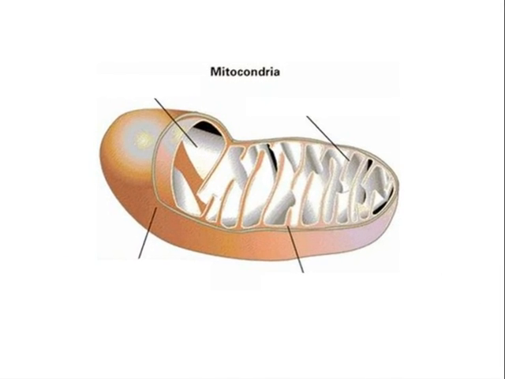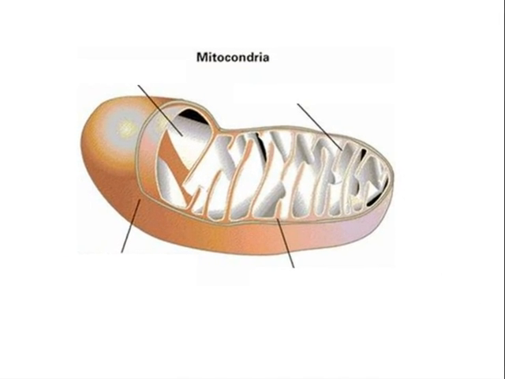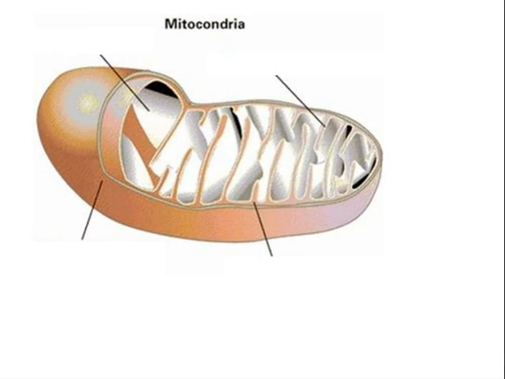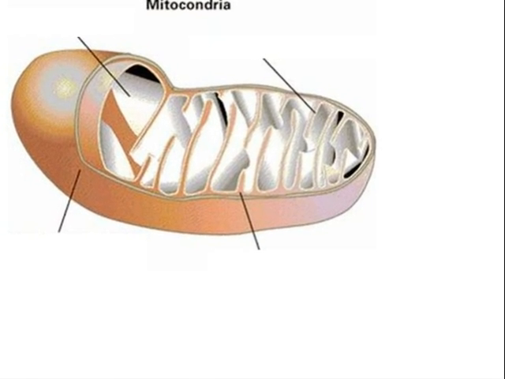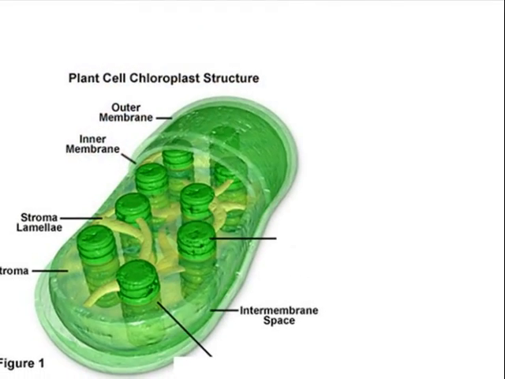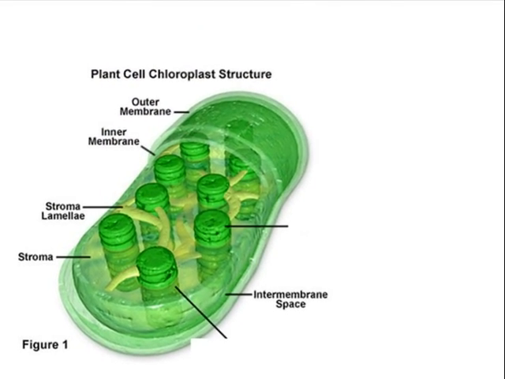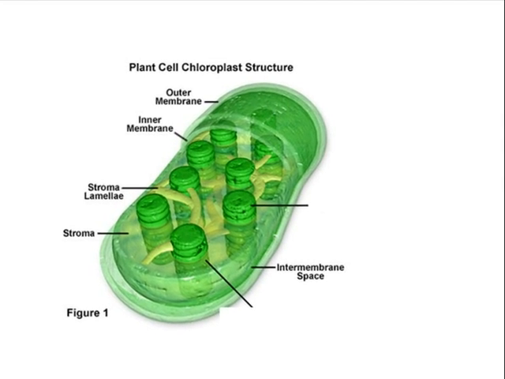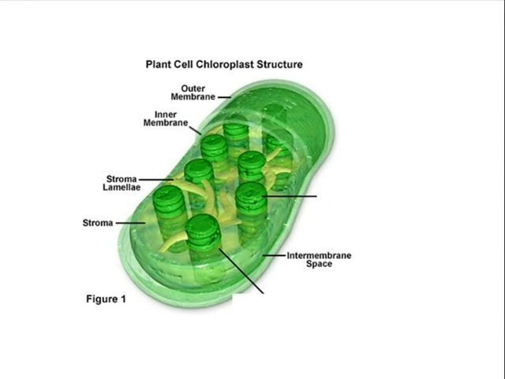The mitochondria is next. It is the site of cellular respiration and produces ATP from sugars, fats, and other fuels. Then there is the chloroplast. It's the site of photosynthesis and produces food using light energy, CO2 and H2O. Chloroplast is the reason for the green color.